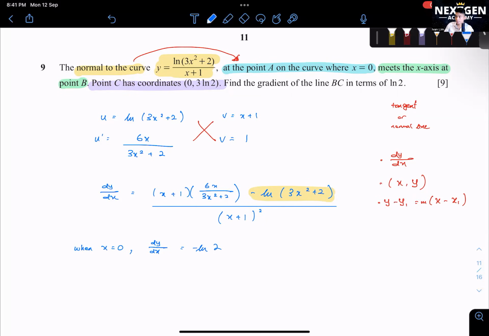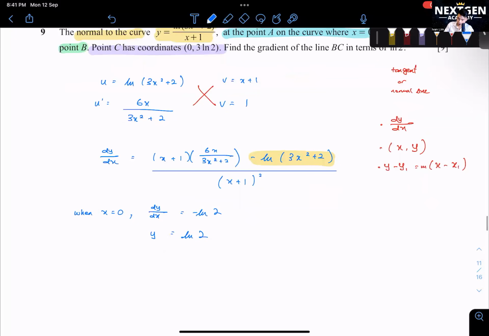So I've got my dy over dx. I need to find my y also. When I sub x equals 0 into y, going back to the question, I will get ln 2. So you see here, I've got my x, I've got my y, I've got my dy over dx, so I fulfill this criteria already. This criteria applies to anything related to straight lines. Wait, sorry, this one is for the normal line. So this one is the tangent line.